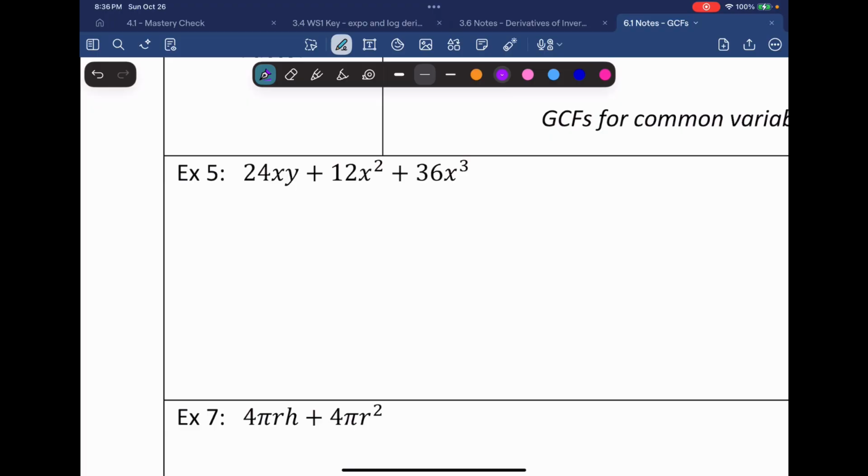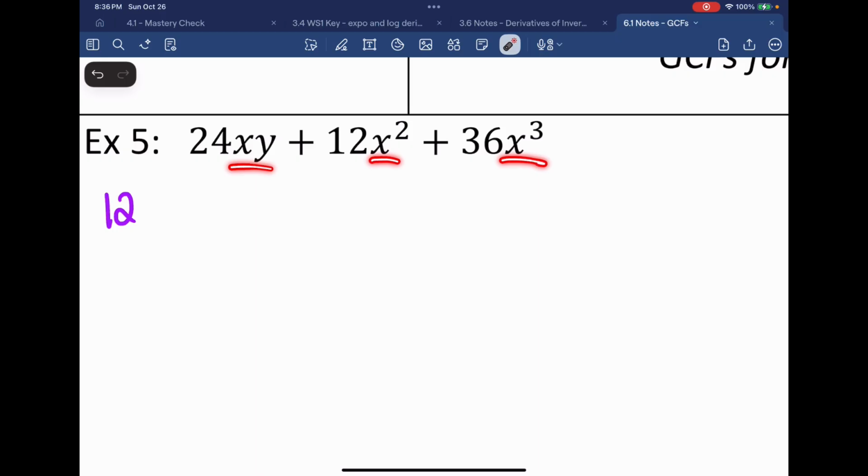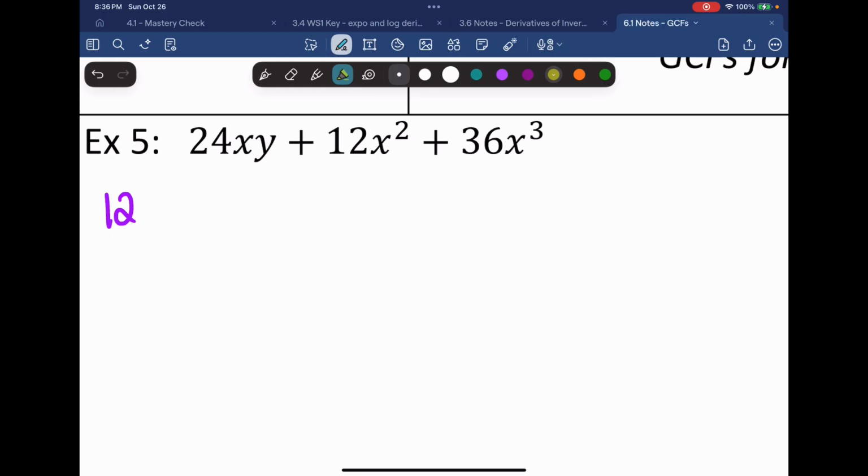All right, on example 5, I've got this whole expression here, and for my coefficients, 24, 12, and 36. So typically what I would do first is see if the smallest number, 12, can divide evenly into 24 and 36, and it does. Then the next thing I'm looking for is common variables. All right, xy, x squared, x cubed. So they have a common x. We're looking for the smallest exponent. Okay, so I have x to the 1, x to the 2, x to the 3. So my smallest exponent, x to the 1. So x to the 1 is my greatest common factor.